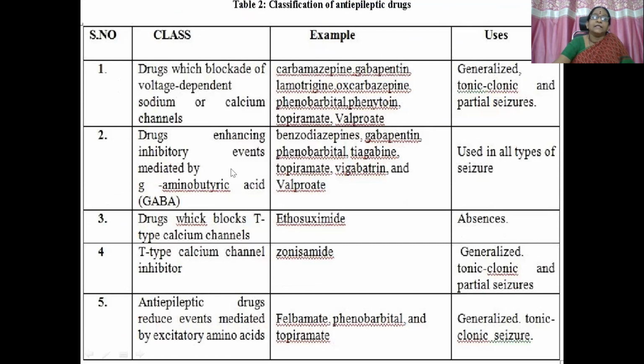Then drugs enhancing inhibitory events, that is exaggerating GABA mediated action. All these drugs are used in all types of seizures. And drugs which block only T-type calcium channels, that is ethosuximide, used in absence seizures.